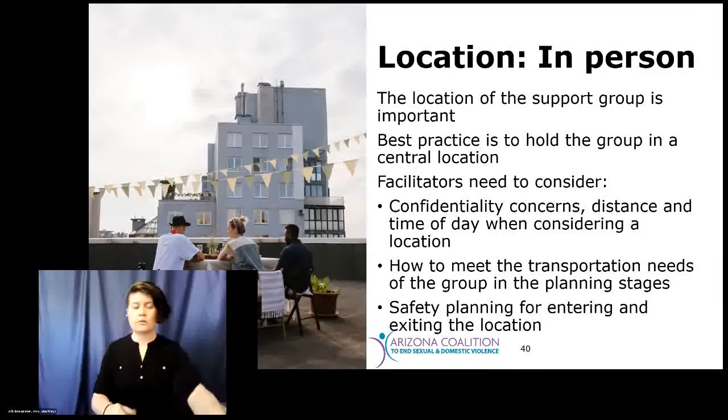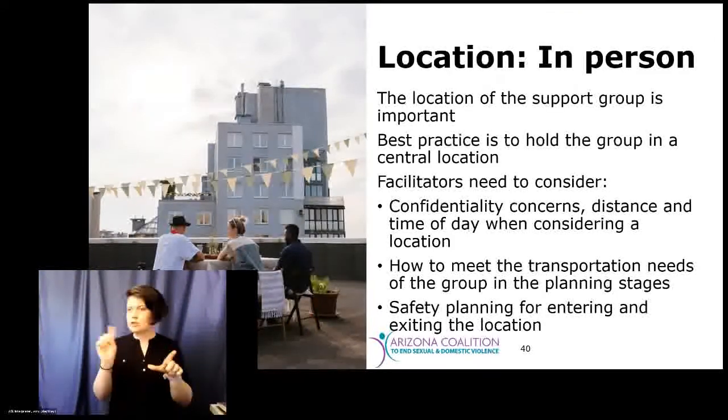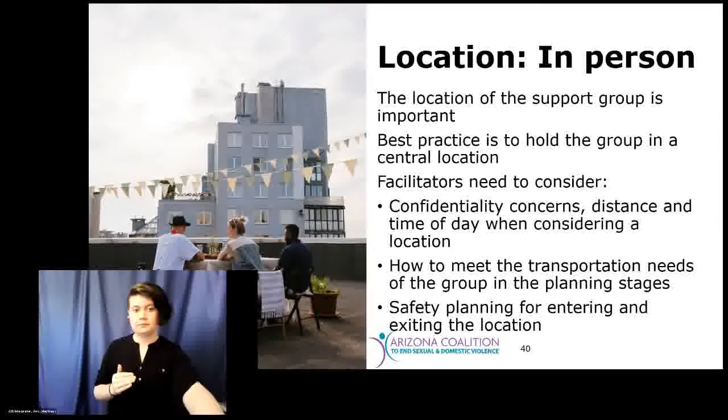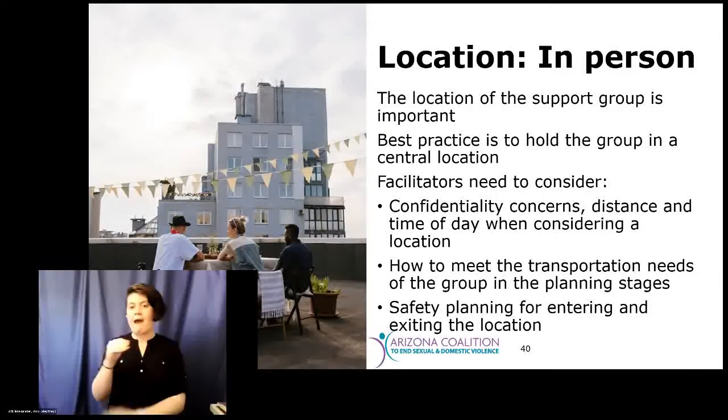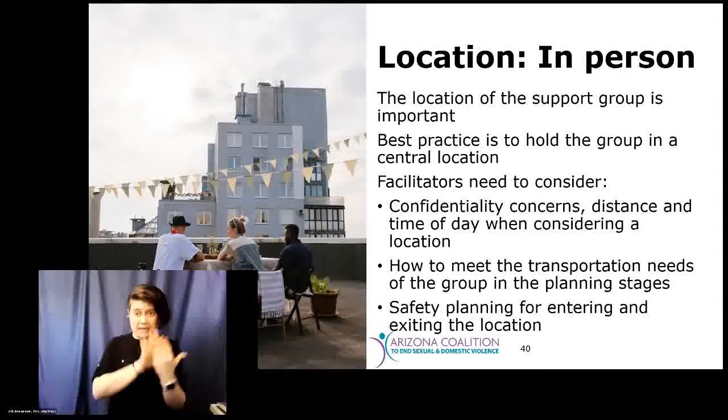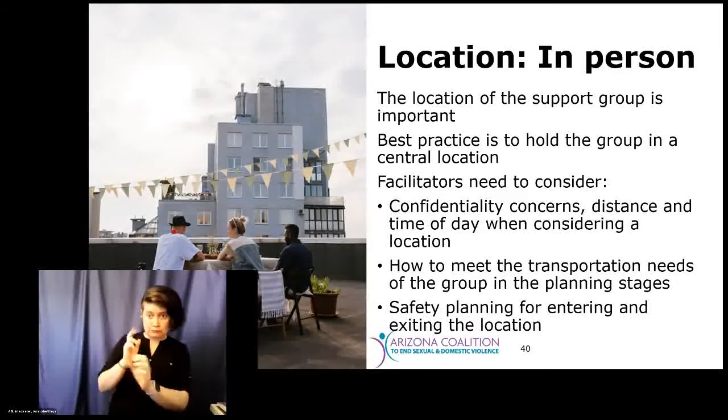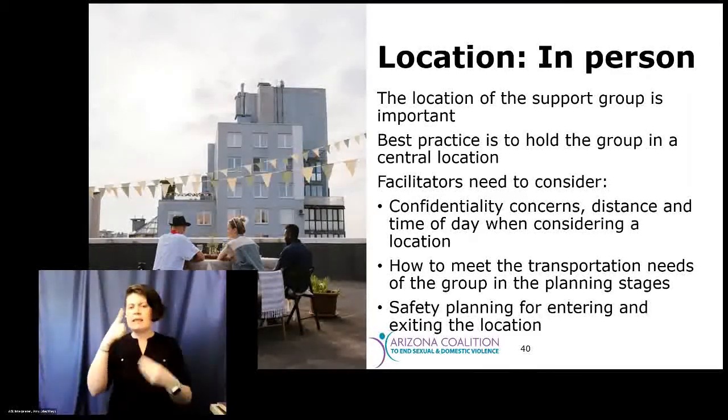So we also have to talk about location. We already touched on this, but especially in rural communities, the location of a support group is key. Best practice is actually to hold support groups both in person and virtual to give survivors as many options to attend as possible. But if you can only do an in-person group, try to have a group in a central location where people in the community frequent. We need to be conscious of the distance participants would have to travel to get to the group, and how survivors' confidentiality needs might change depending on the time of day when picking a location as well.